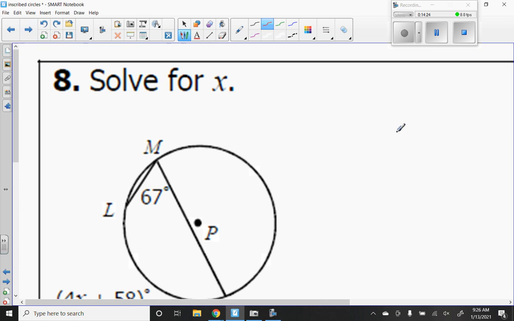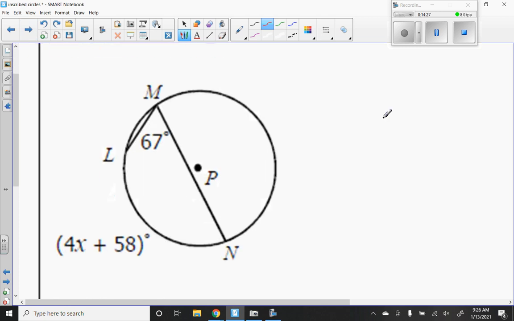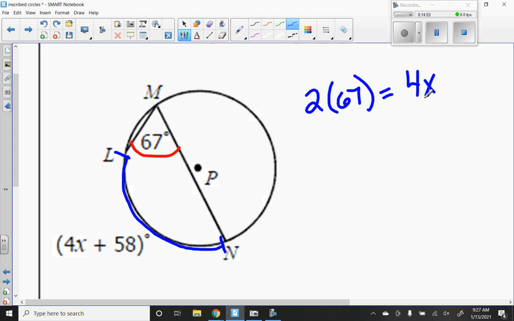All right? So here is the exact same thing. You have an angle, but the angle is a whole number this time. Its arc is where the expression is. So to make these things equal, I double the angle and make it equal to the arc. That's one way. Or you take half of the arc.